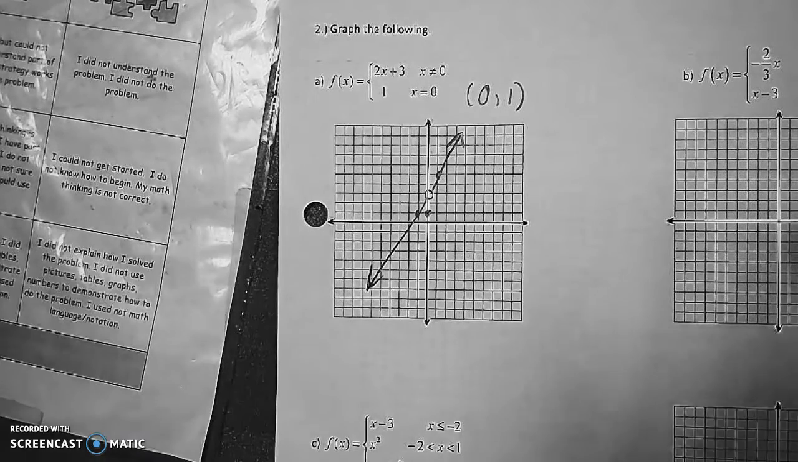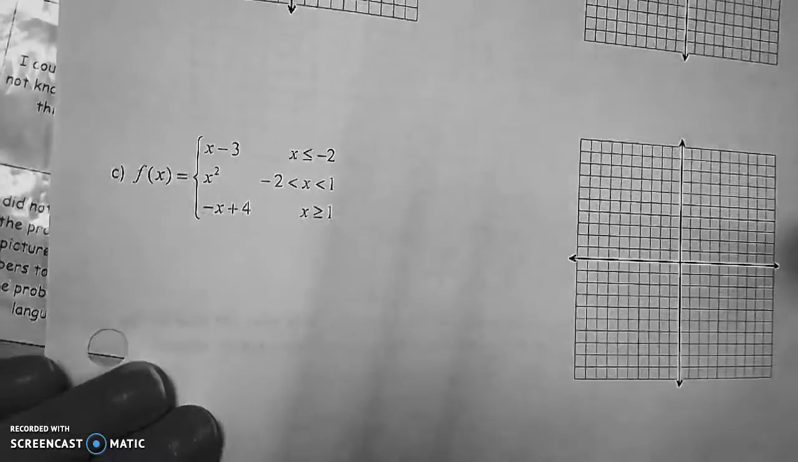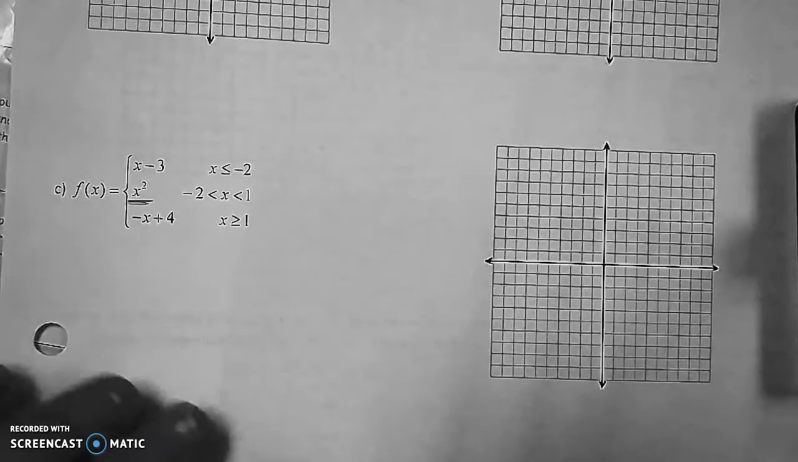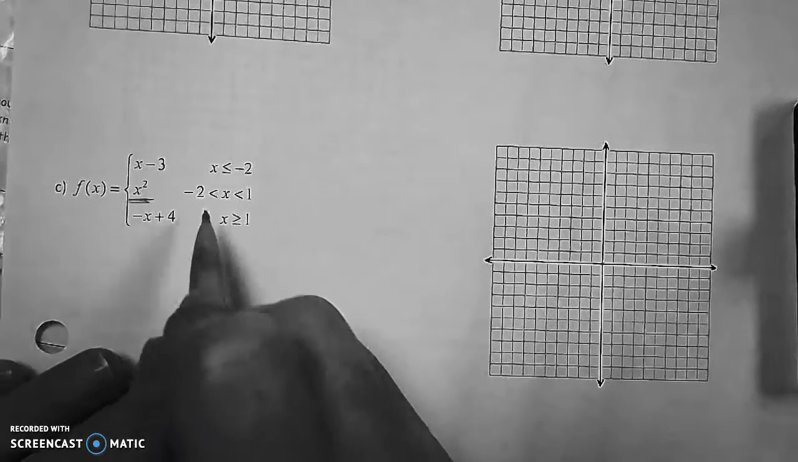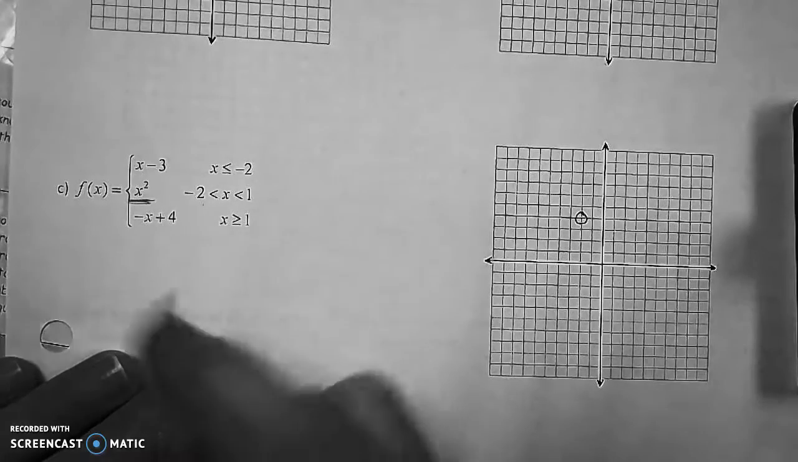All right, I had a question about the C part and why did my middle piece look different? Well, this middle piece is a quadratic. It's not linear. That's a quadratic. So I'm going to plug -2 in. So if I plug -2 in, -2 squared is 4. But that will be an open circle because it's not equal to.